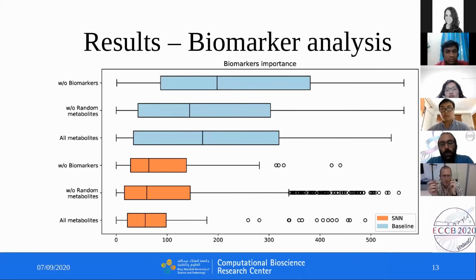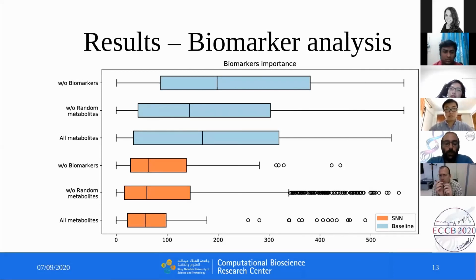We can see from top to bottom in this box plot that the biomarkers are very influential when using the baseline model. From the third box plot, we see that with all metabolites, the baseline model performs better than without biomarkers. If we remove random metabolites, we have a gain in our signal-to-noise ratio, so we get a better performance.